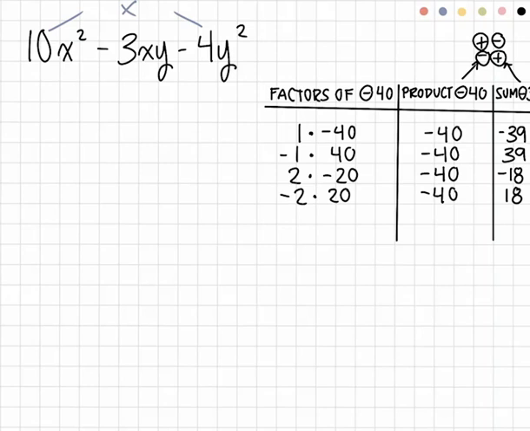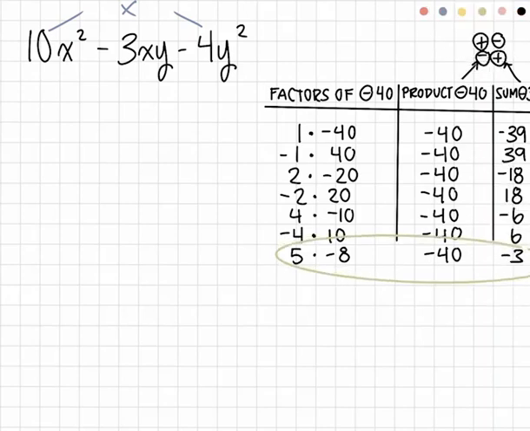All right. Can I use 3? No. Can I use 4? Yeah. Okay, let's go to 4. 4 times negative 10 is negative 40. When I add it, equals negative 6. No good. Negative 4 times 10 is positive 6. All right, let's go to 5. Positive 5 times negative 8. That'll give me negative 40. And when I add it, it'll give me negative 3. Lovely. So I just found my two factors.